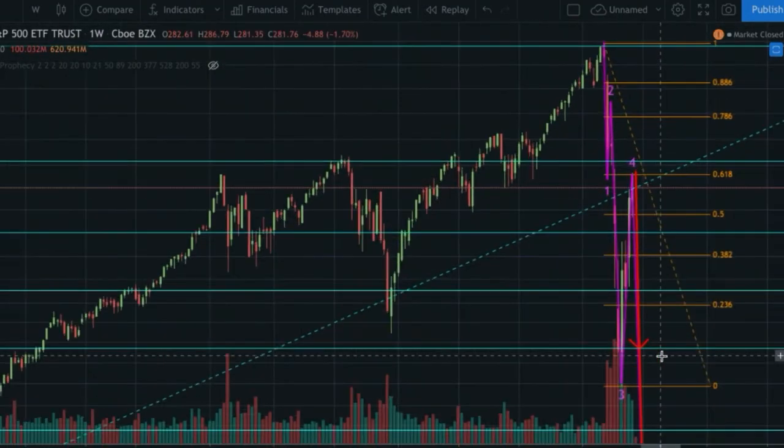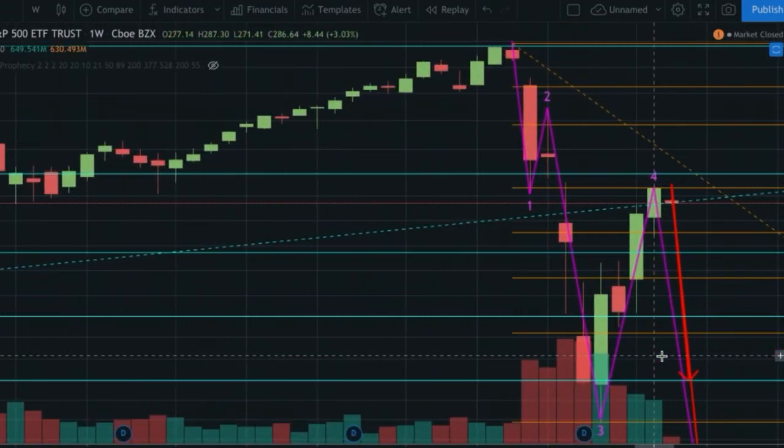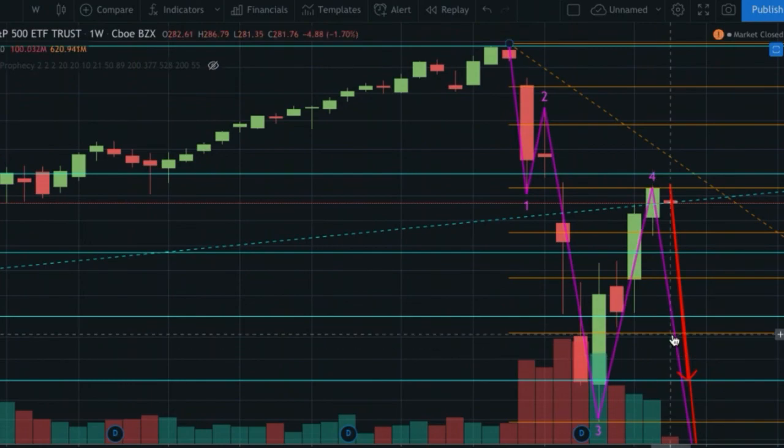So well, there you have it, guys. Like I said, though, be very careful in these markets. Uncertainty is obviously higher than ever before.